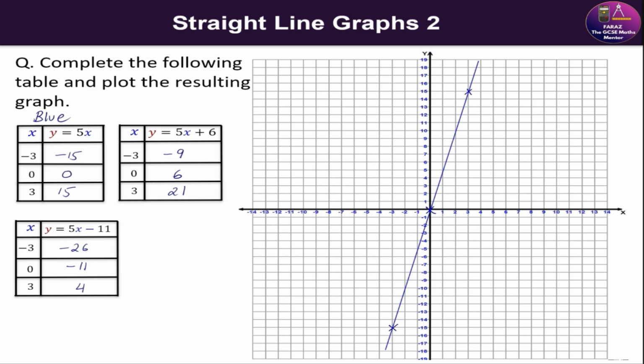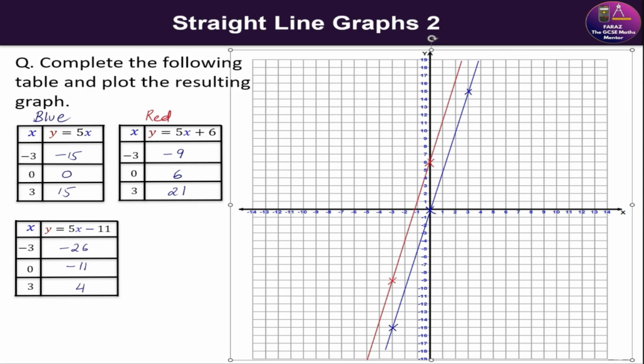Then we have to plot the coordinates of the line y equals 5x plus 6. Let's make them in the red color. So negative 3 comma negative 9, it has to be there. 0 comma 6, it has to be there. And then 3 comma 21. Okay, we can't plot that coordinate 3 comma 21 because 21 is not in the range, but don't worry, we can also plot a line with the help of two coordinates. So let's join them together. So this red line is y equals 5x plus 6.